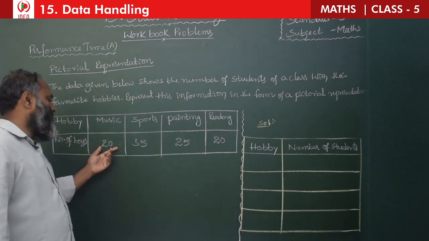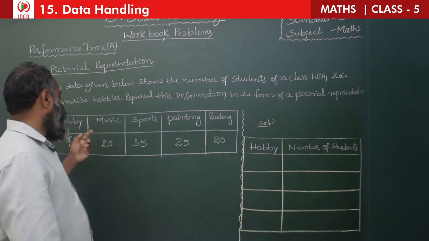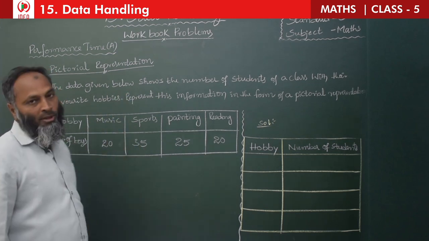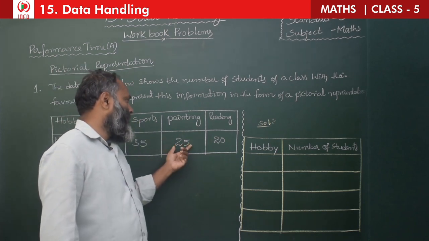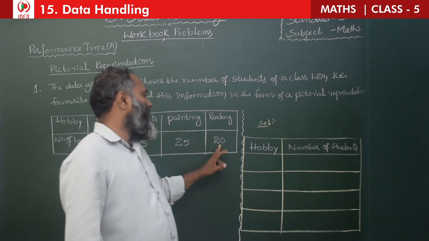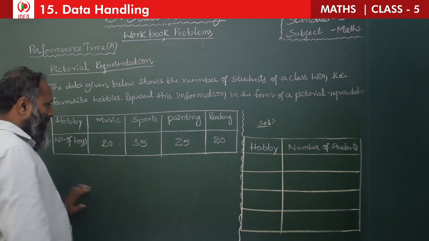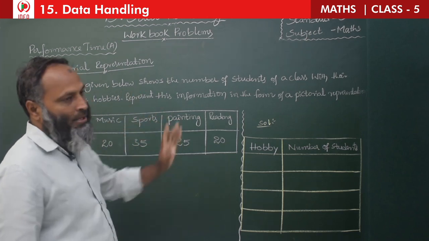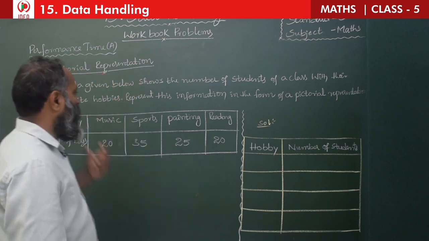In a class, 20 students' hobby is music, 35 students' hobby is sports, 25 students like painting, and 20 students like reading. This information we should represent in a pictograph, a pictorial representation.